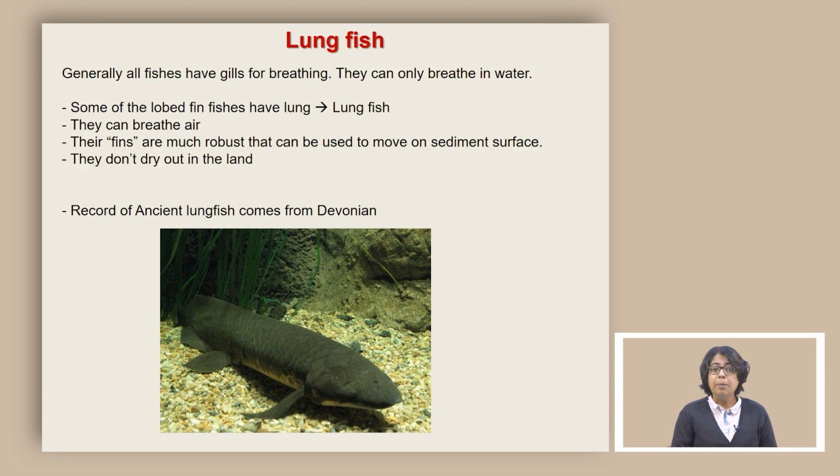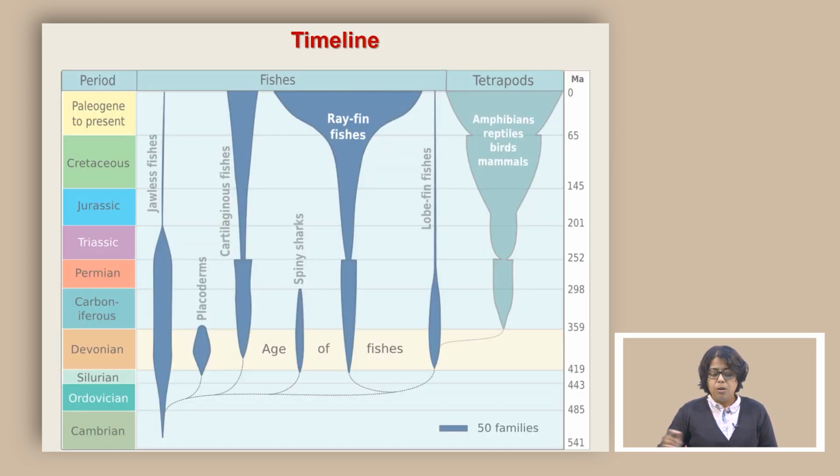Interestingly, some of these lungfishes have been recorded from the fossil record of Devonian rocks. So, that is why people started thinking that rocks of this age, Devonian, may be a good place to search for such kinds of fishes which can tell us something about the first tetrapods. So, let us take a look at the timeline.